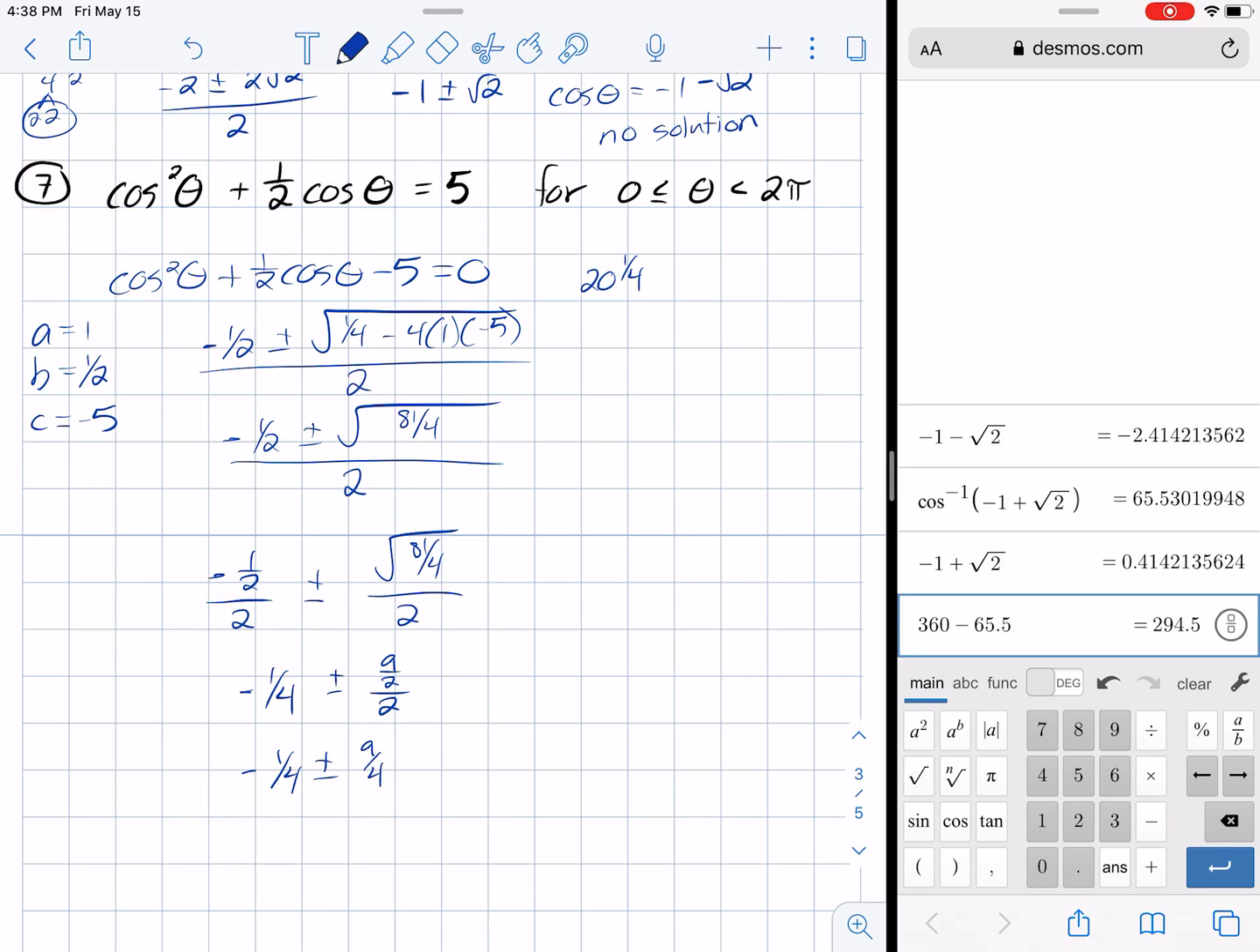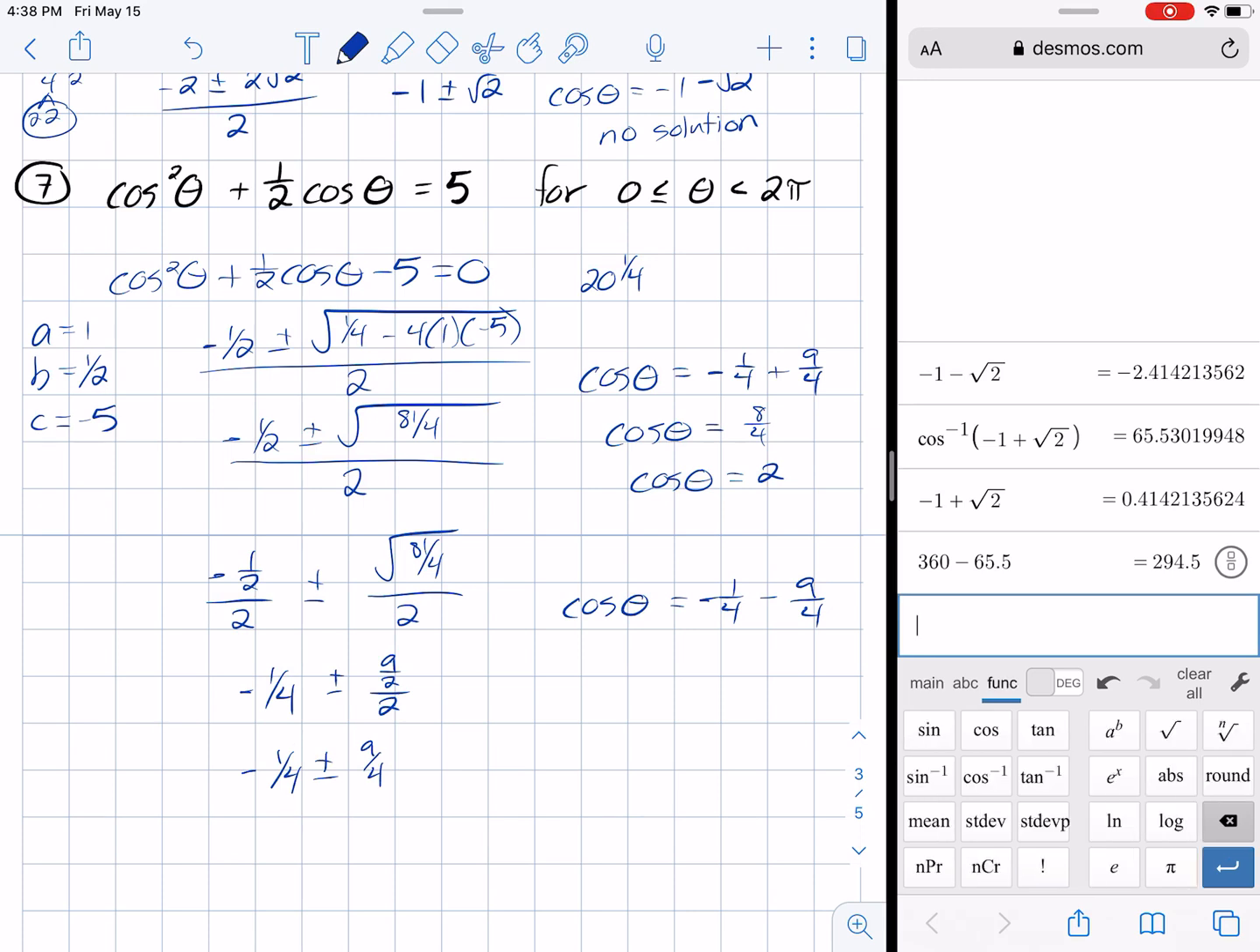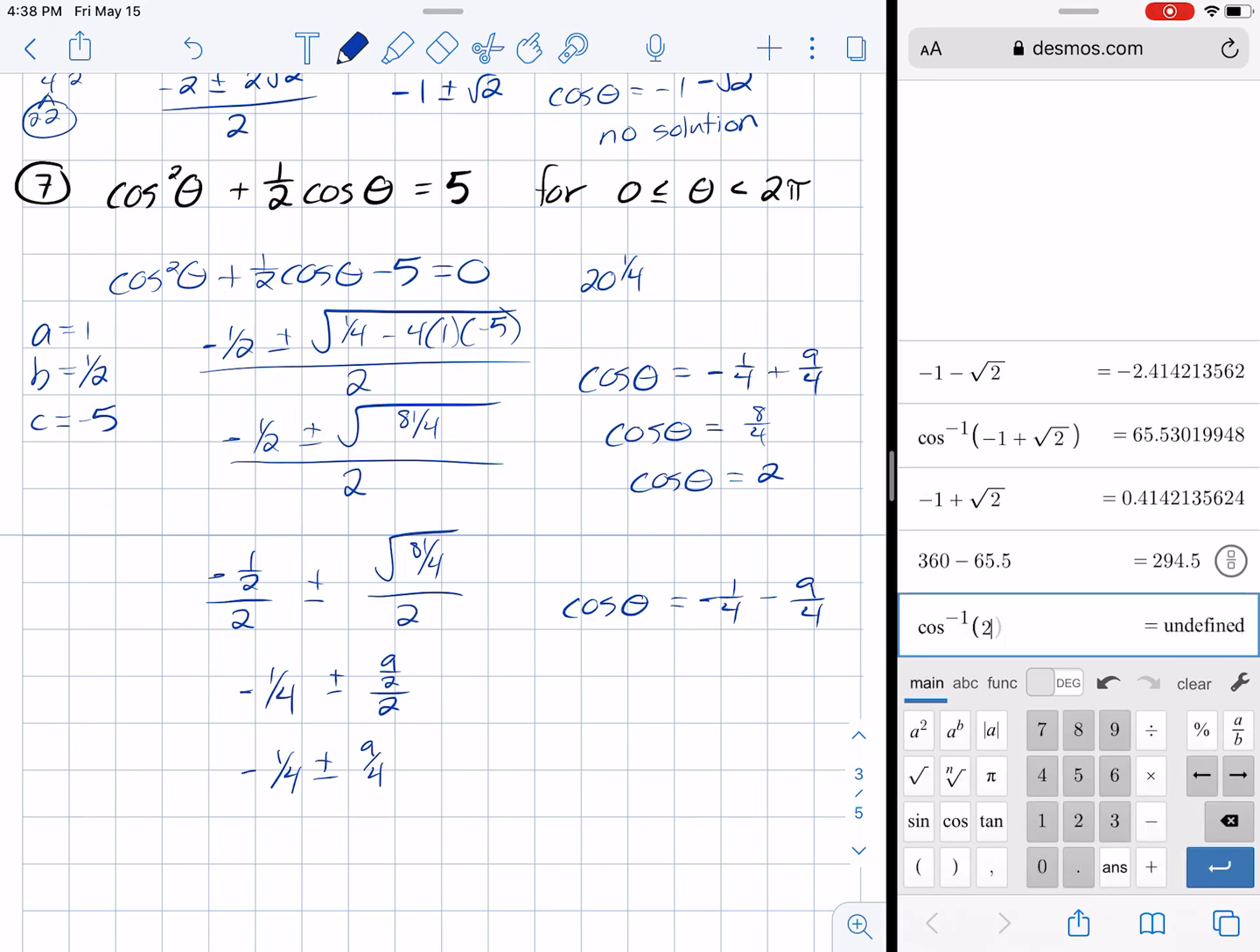So we have two answers here. Cosine of theta equals negative 1/4 plus 9 over 4, and cosine of theta equals negative 1/4 minus 9 over 4. Simplify these down. We're looking for a cosine ratio that gets us 9 minus 1 would be our 8 over 4, which is 2. Oh, shoot. Problem, we just talked about cosine ratios never being greater than 1, so this would be no solution or undefined.